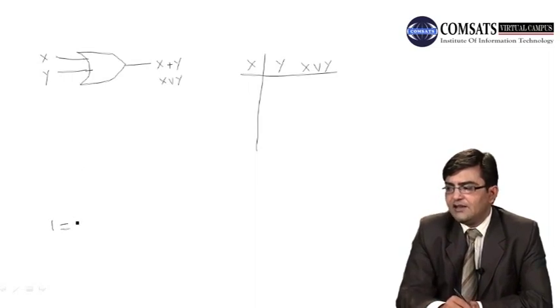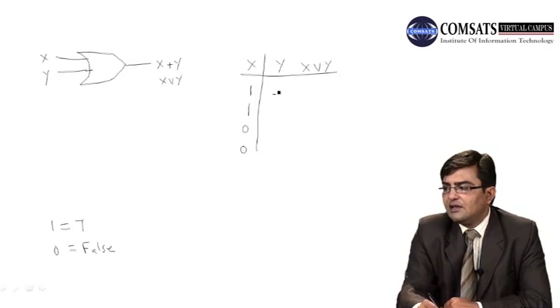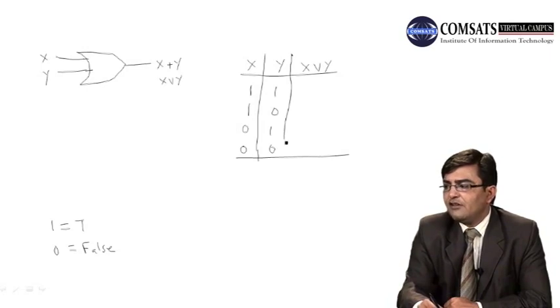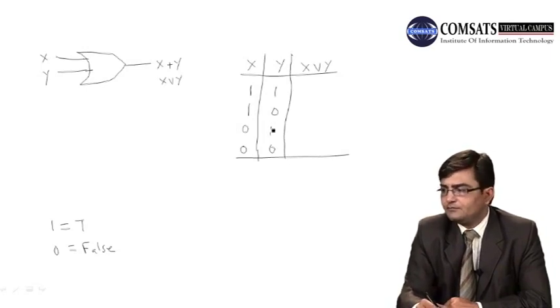1 stands for true and 0 stands for false. So if we write X as true, then it is 1, X true, X false, and Y, if Y is true, Y is false, Y is true, Y is false. As we have seen in your previous lectures, for two propositions we have 4 possibilities.